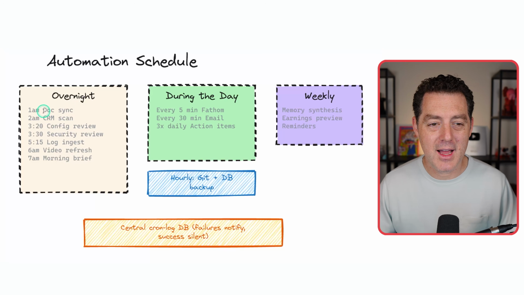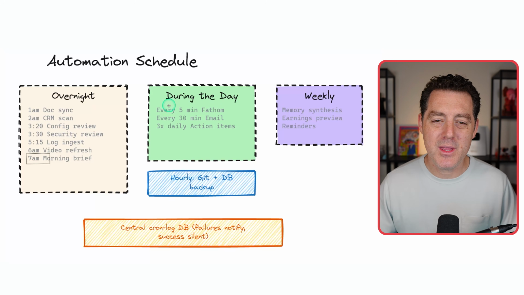So here's what I have scheduled. Overnight, I have a documentation sync, a CRM scan, a config review, a security review, log ingestion, video refresh, morning brief, and a few others, but those are the main ones. During the day, every 5 minutes, it checks Fathom. Every 30 minutes, it checks my email. 3 times a day, daily action items. Weekly, I have memory synthesis, which comes with OpenClaw. You don't have to do anything. I have earnings preview reminders. I have hourly Git and database backups.